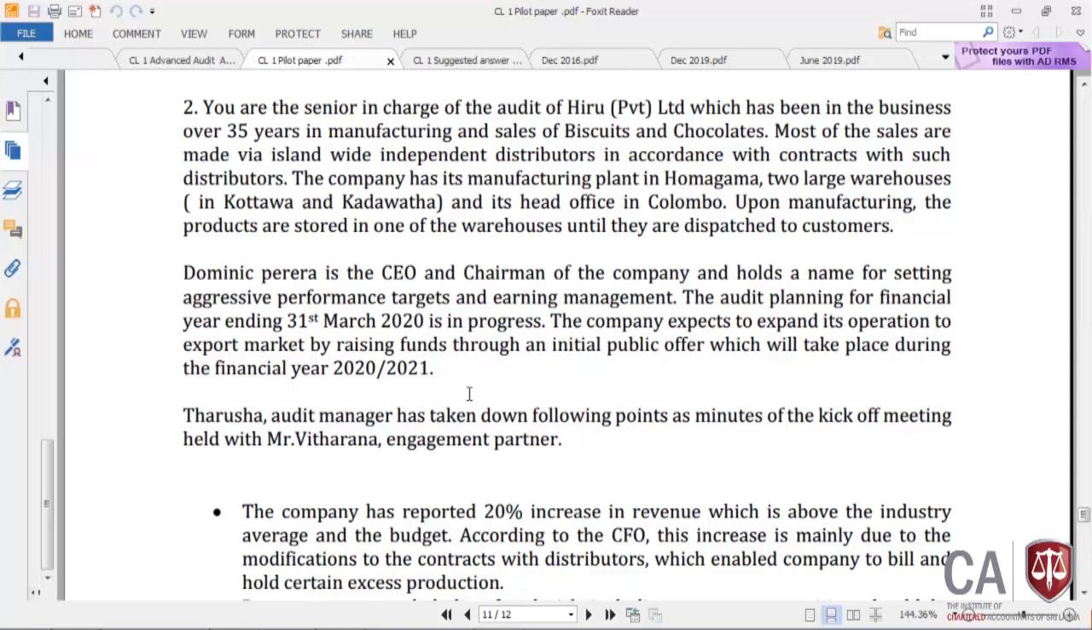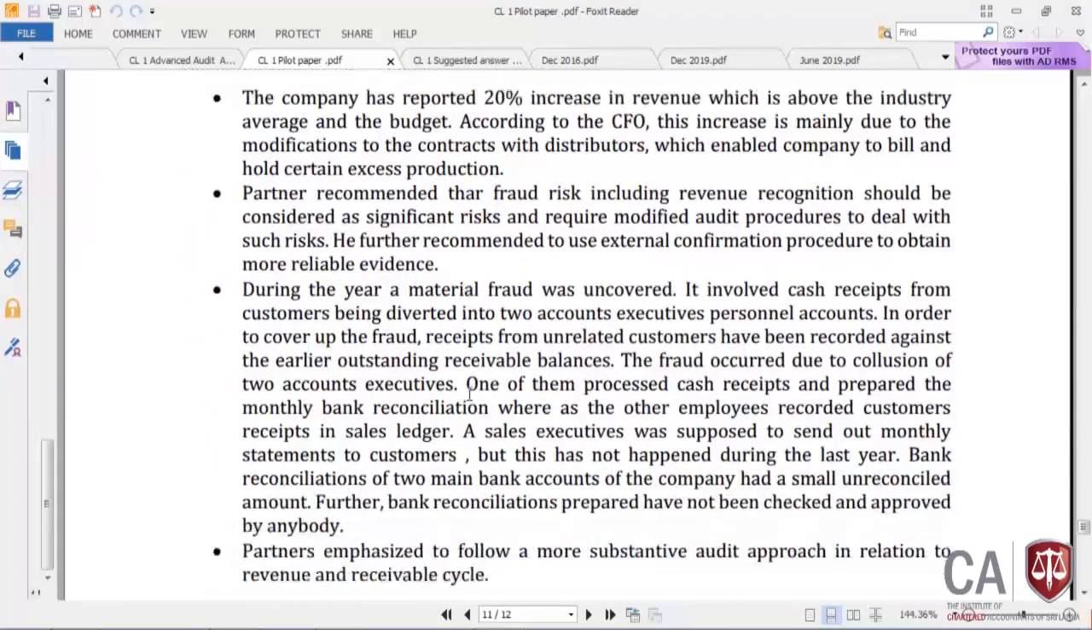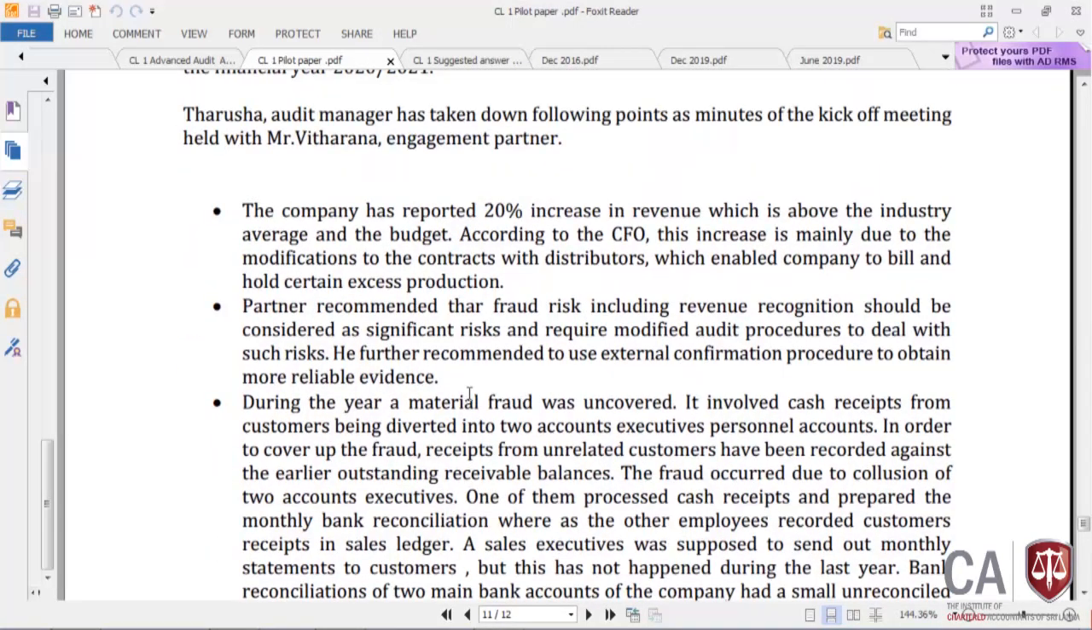Then Tushar, the audit manager, has taken down the following points as minutes of the kick-off meeting. We call the kick-off meeting the audit planning meeting; these are again technical wording. Kick-off meeting held with Mr. Vitarana, the engagement partner. Right. So now we'll see whether there are problems with the internal control. In this, there are 4 bullet points given.